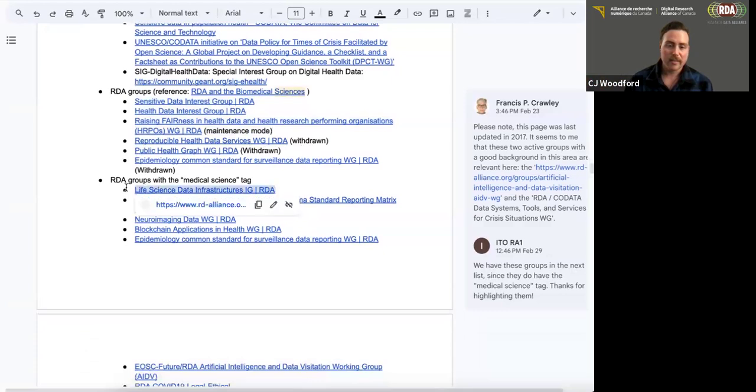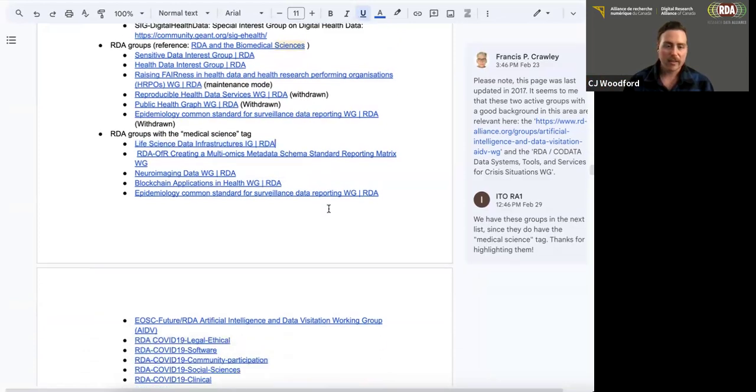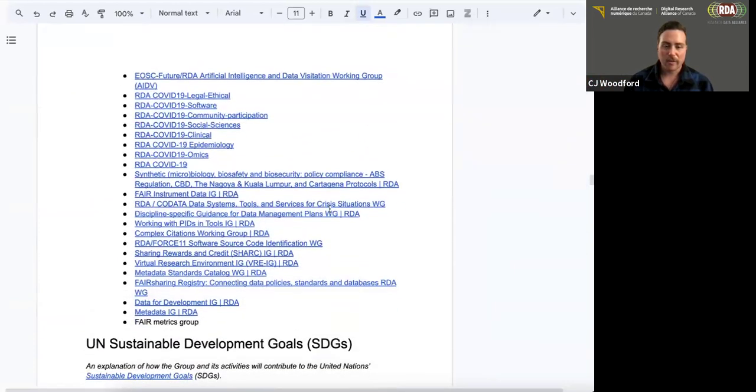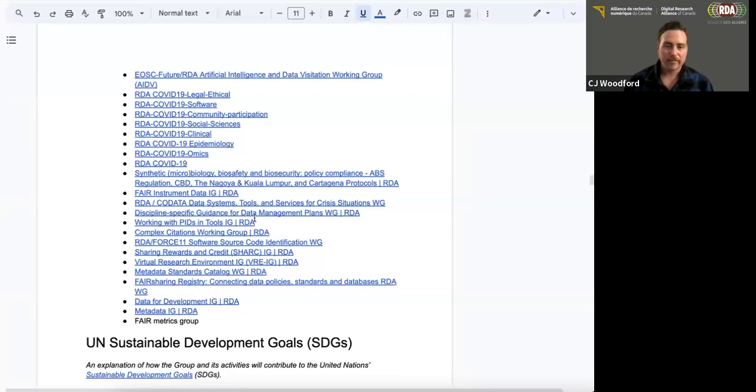And then to me, the next most important one would be life science data infrastructures. And then we've got a ton that have this medical science tag that we would also reach out to. A lot of them are from the COVID-19 era, of course, which is again topical.